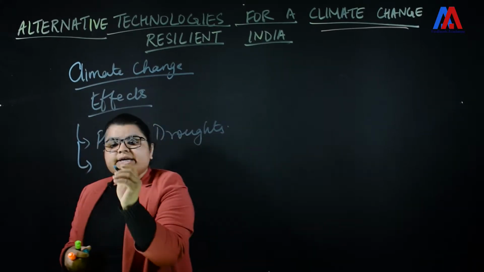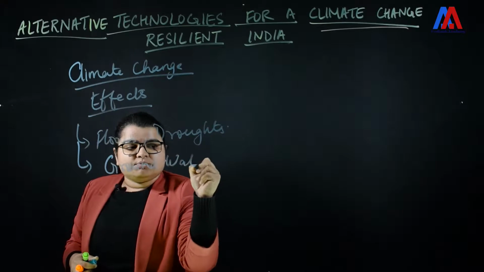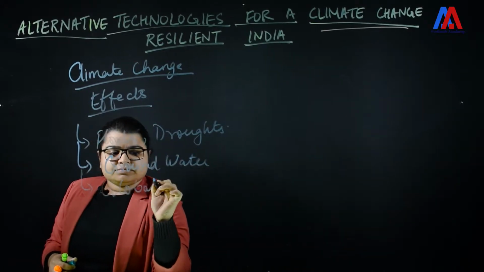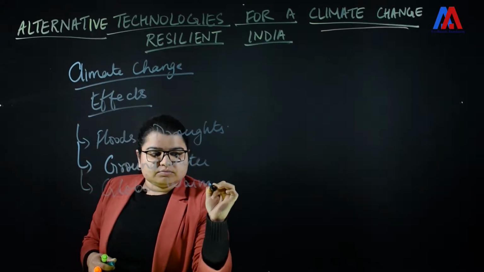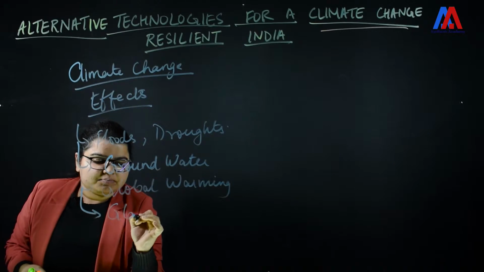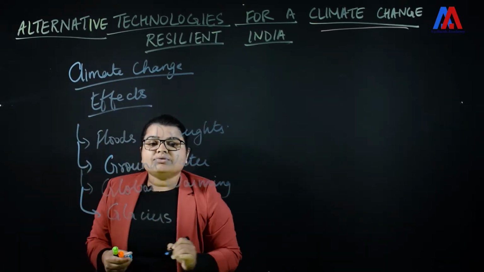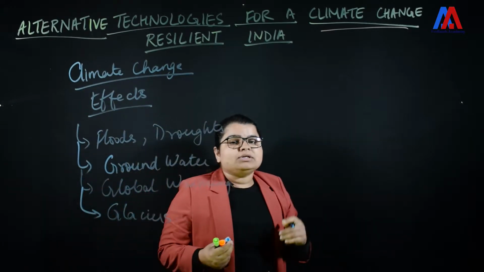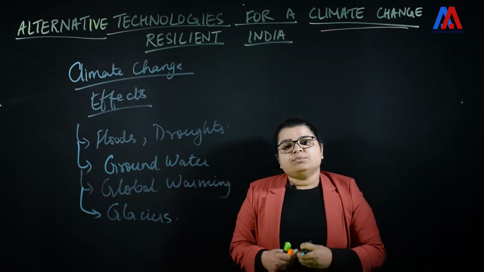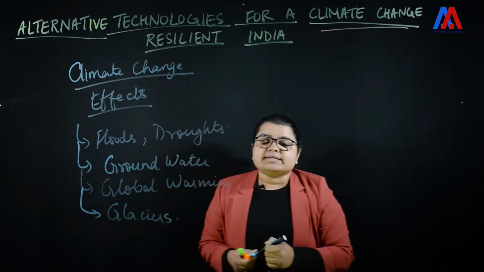Now related to it is also the groundwater depletion problem, the global warming, then the next can be the depletion of glaciers around the globe. You can talk about Arctic, Antarctic, and also the Himalayan glaciers with respect to India. So you can talk about all these effects.